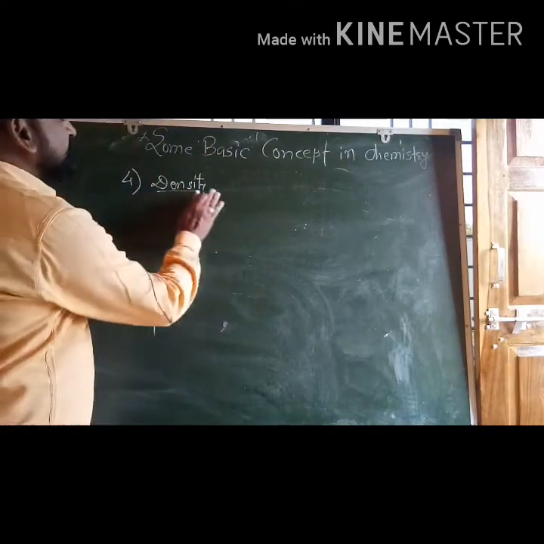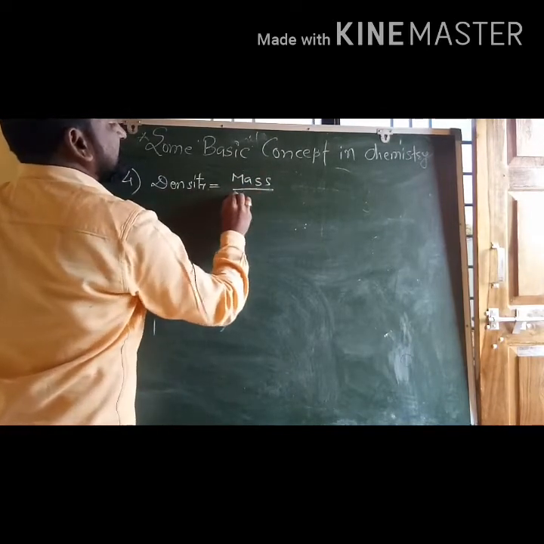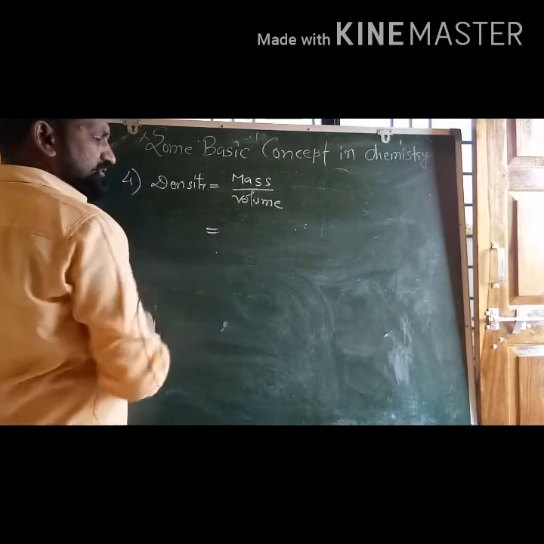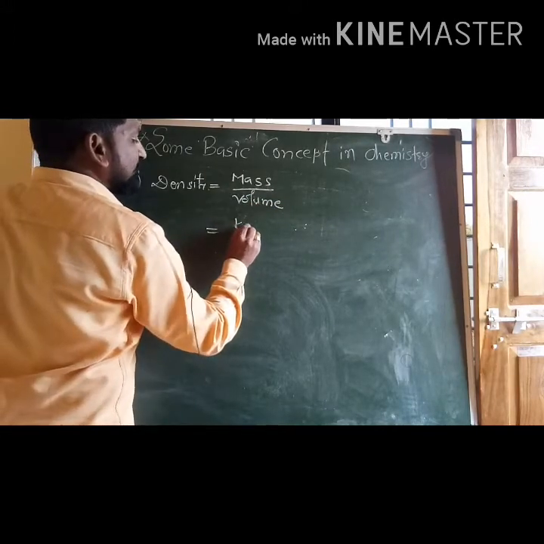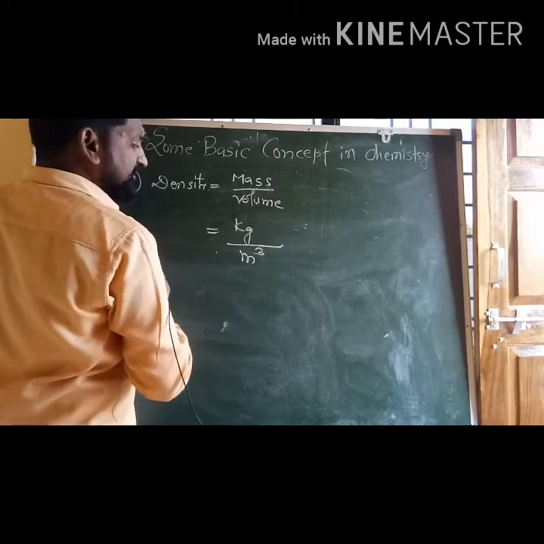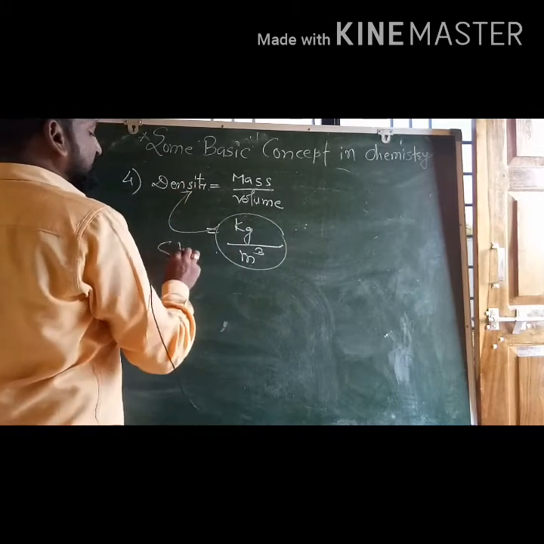Now everybody knows density is equal to mass upon volume. Am I right? What is mass? Mass is nothing but your kilogram. That's why kg divided by volume, it is the cubic meter. So this is the unit of what? Density. This is the SI unit of density.